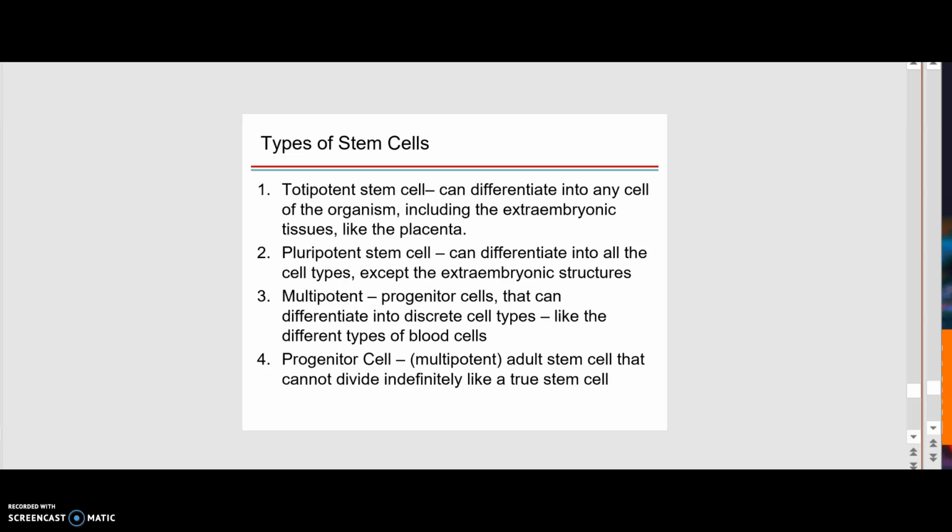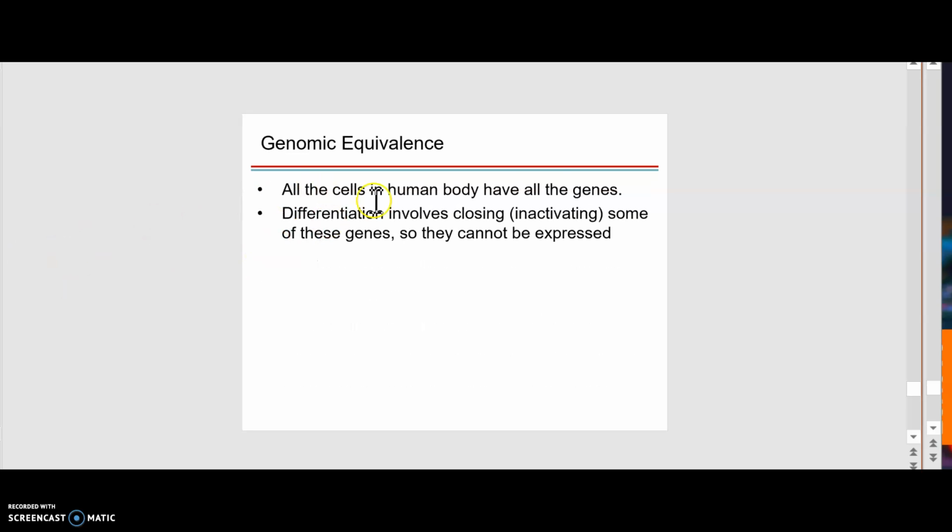I want to introduce the types of stem cells. Okay. Stem cells can do differentiation, mitosis. They can reproduce themselves and do further differentiation. So they can do proliferation and differentiation. The key is how much differentiation can they do? Again, going back to this genomic equivalence, closing genes and so forth.